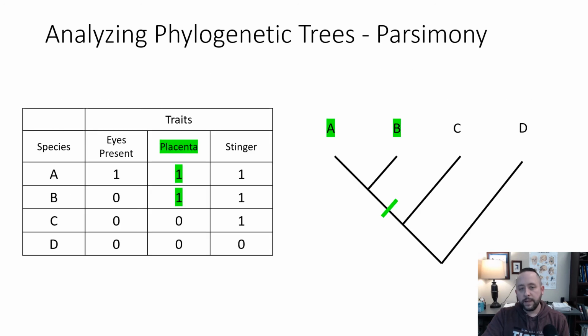So parsimony, if we look at this placental trait here in species A and B, you can see they share it. And so the simplest explanation would be that they developed from an ancestor that had a placenta, and it was something that happened later on the evolutionary time scale. And we can say, okay, we're going to put them into this clade since they share that trait.